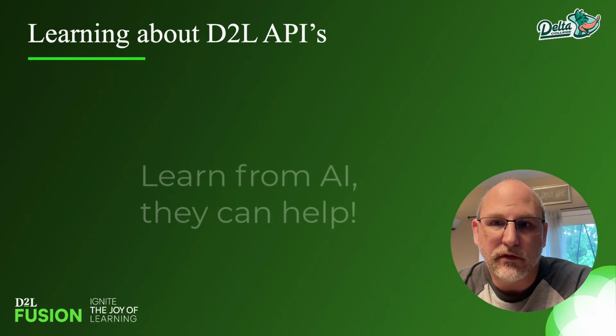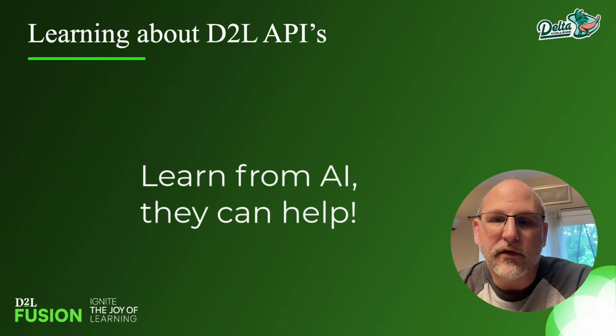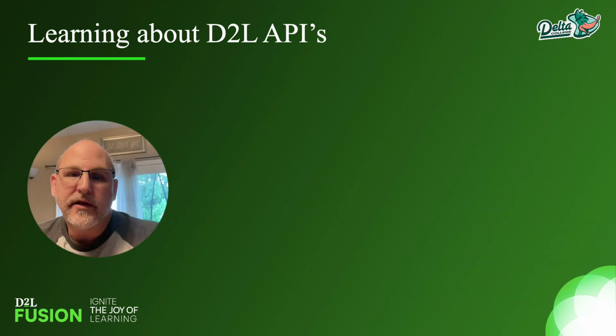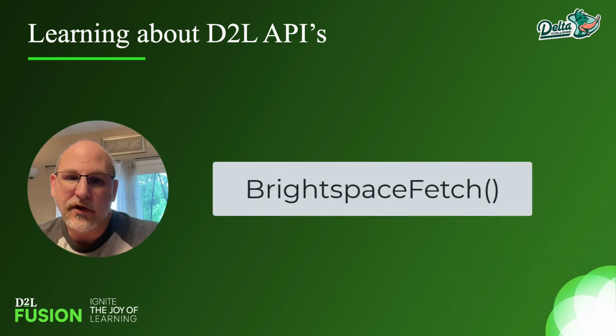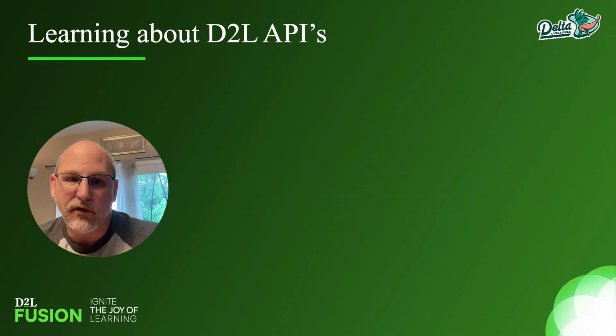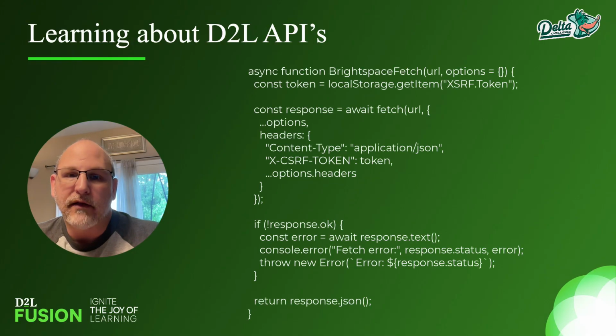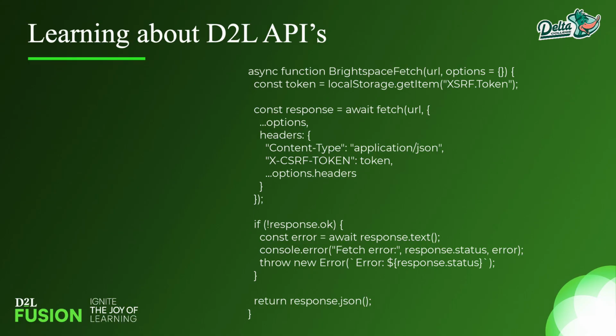You may or may not know what that means, and that's okay. I'm not expecting you to. Let AI walk you through that process and build that code out for you, but I wanted to highlight it here just so that you can see what it looks like. What Brightspace Fetch does is it creates a custom function we write so that we don't have to keep typing the same fetch code over and over. Instead of writing all the stuff about headers and tokens every time, we make a helper function once, like this, in JavaScript.